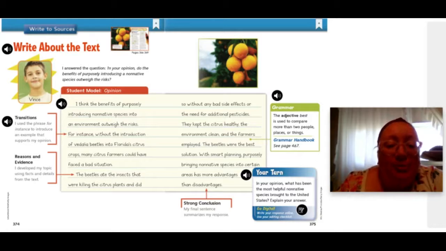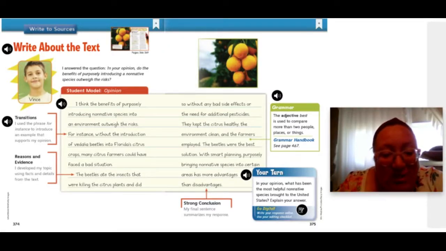All right, so let's read the student model and then we'll talk about what Vince did really well during his writing piece. He writes, I think the benefits of purposefully introducing non-native species into an environment outweigh the risks. I want to point this out really quickly. I love that he restated the question here and clearly gave his opinion. There's no ifs, ands, or buts about it, okay? He thinks that introducing a non-native species into an environment does outweigh the risks, that it's a good thing. Let's see if he backs it up.